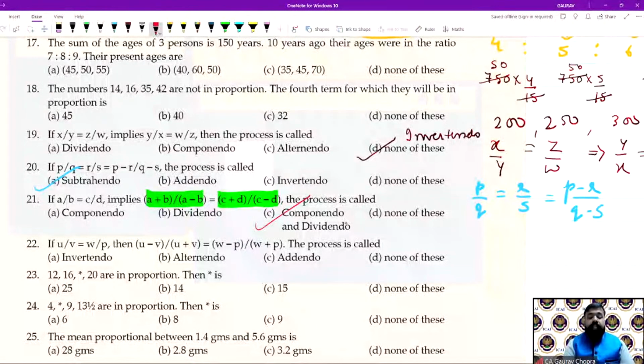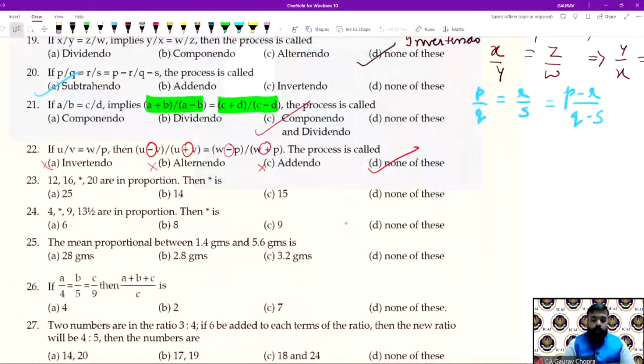Then 22nd, we are having plus and minus both, but in the numerator it is negative and in the denominator it is positive. So this is not componendo and dividendo. We can see that clearly it is neither invertendo, neither alternando, neither addendo. So it will be none of these.